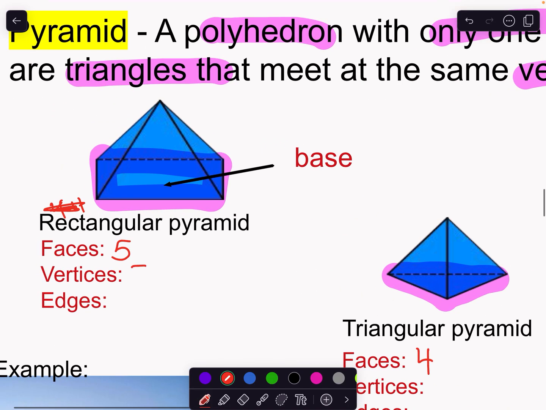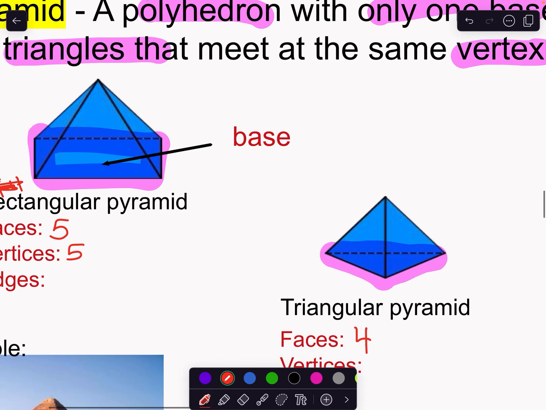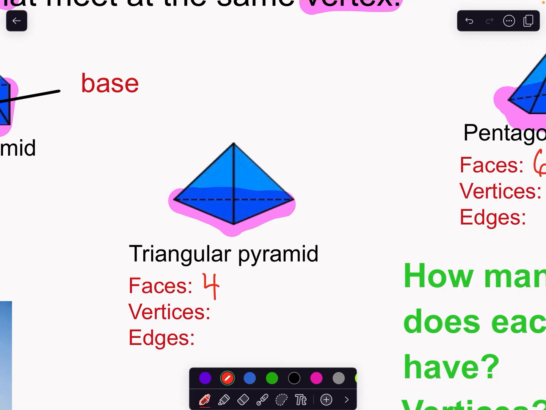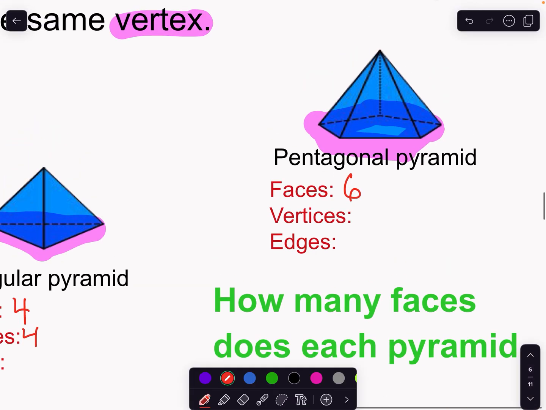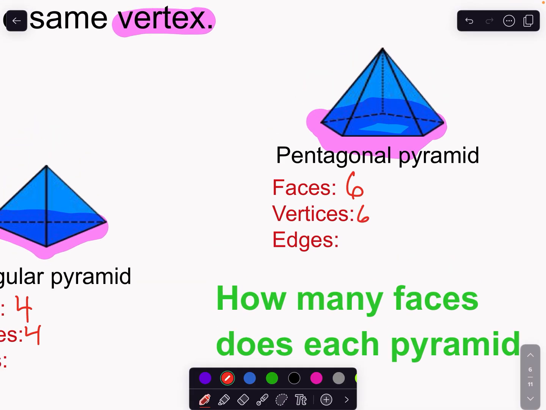Vertices over here, it's going to be the same. That's going to be 5. Vertices for this one. 1, 2, 3, 4. Same. Pentagonal pyramid. Same thing. So faces and vertices should be the same.